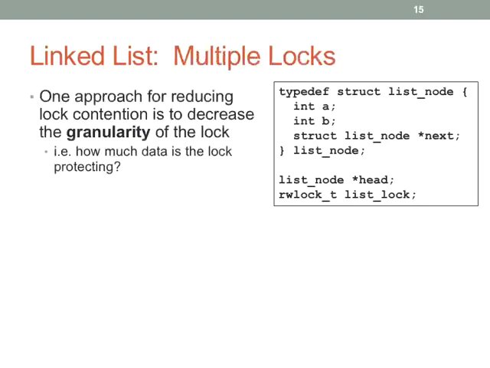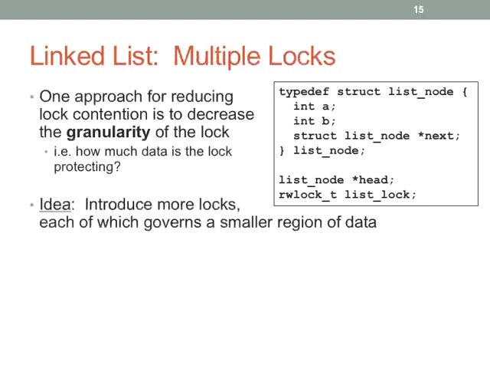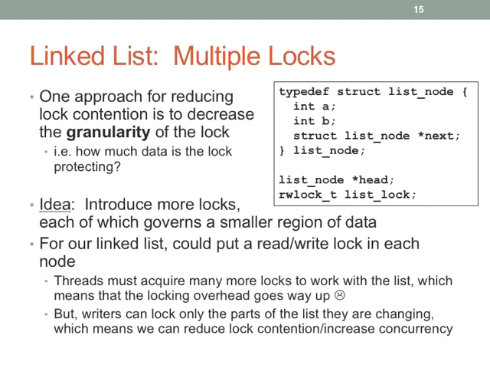Okay, so this is what I just talked about. We have more locks, each governing a smaller region of data. And it's interesting because other challenges start to emerge when you do this. If I lock the node and I want to change its next pointer, do I need to lock the next node as well? What all do I need to lock to make sure that I do these updates correctly? So there are a lot of interesting new challenges.